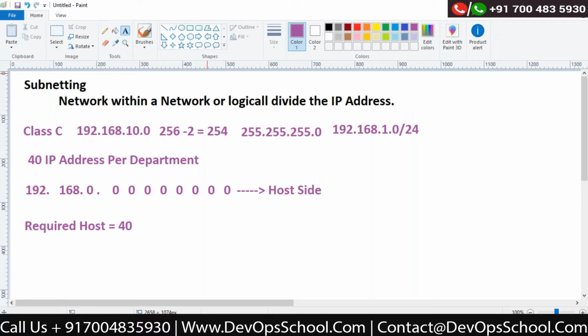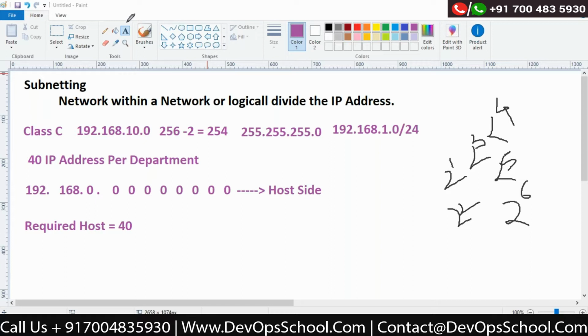Okay, the purpose would be served with the help of this method. If I say 2 raised to 1 is equal to 2, 2 raised to 2, 2 raised to 3 is also not going to do that. 2 raised to 4 is also not going to do that. 2 raised to 5 is also not going to do that, correct? 2 raised to 6, yes, it can do that because I'm getting more than 40 IP addresses.